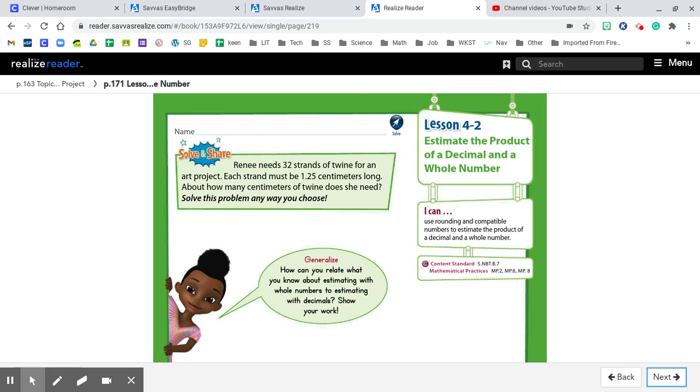All right, today we're working on lesson 4-2, estimate the product of a decimal and a whole number. I can use rounding and compatible numbers to estimate the product of a decimal and a whole number. So we're using estimation strategies today.